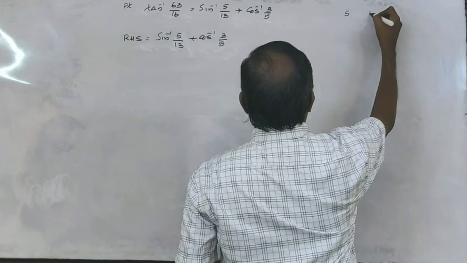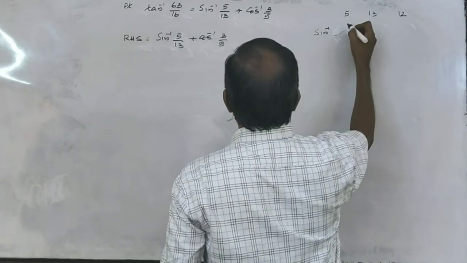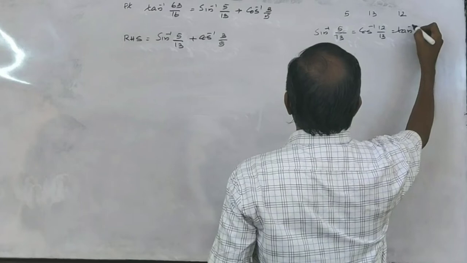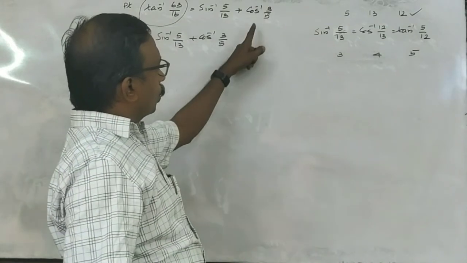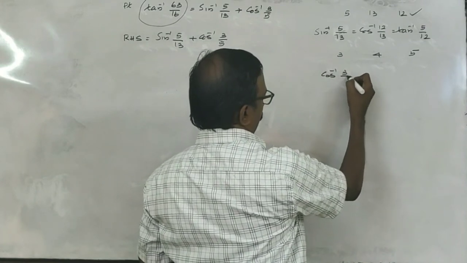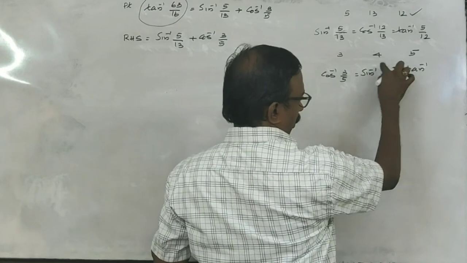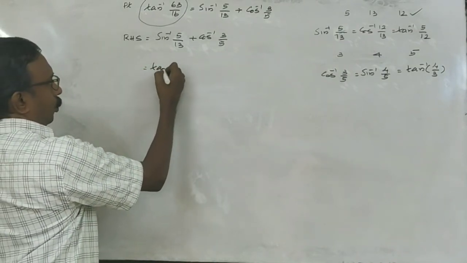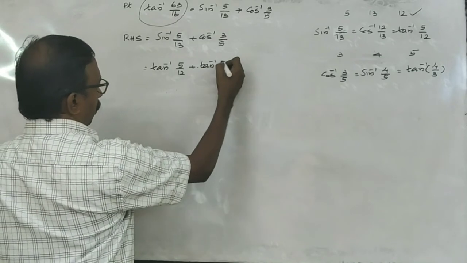Now we know that 5, 12, 13 are triplets. So we can write sin inverse 5 by 13 is equal to cos inverse 12 by 13 is equal to tan inverse 5 by 12. 3, 4 and 5 are triplets. So cos inverse 3 by 5 is the same as sin inverse 4 by 5, which is the same as tan inverse numerator of sin by numerator of cos, that is 4 by 3. This is cos inverse 3 by 5. So here tan inverse 5 by 12 plus tan inverse 4 by 3.